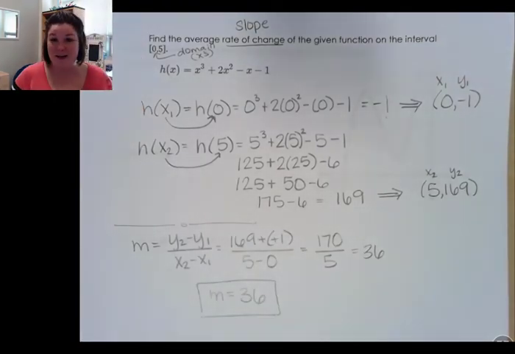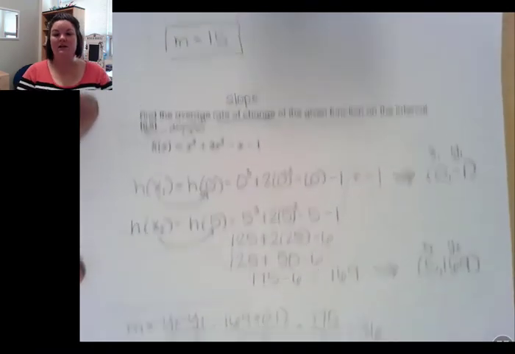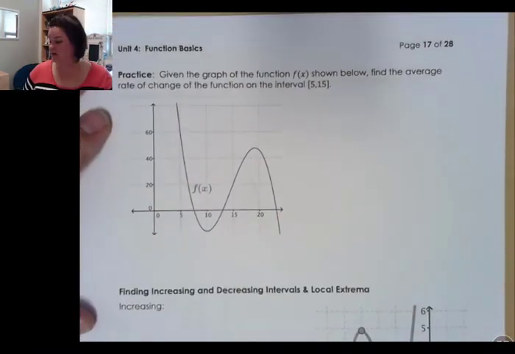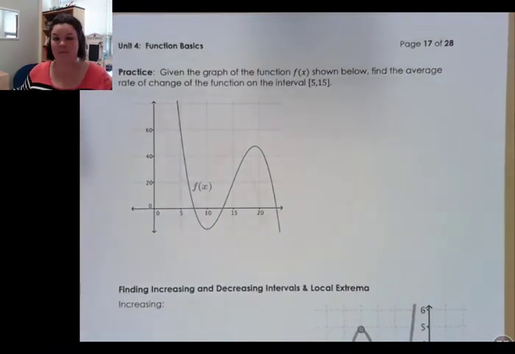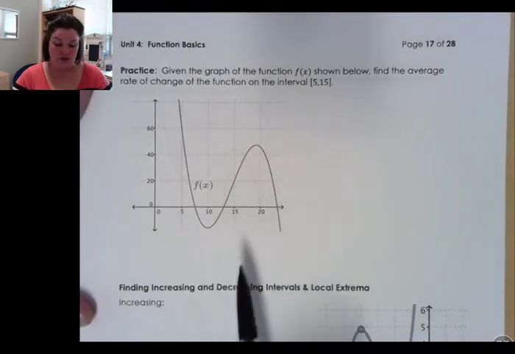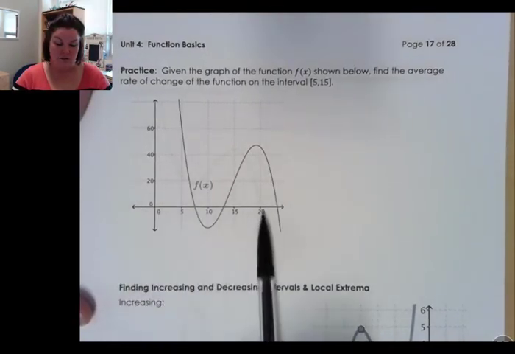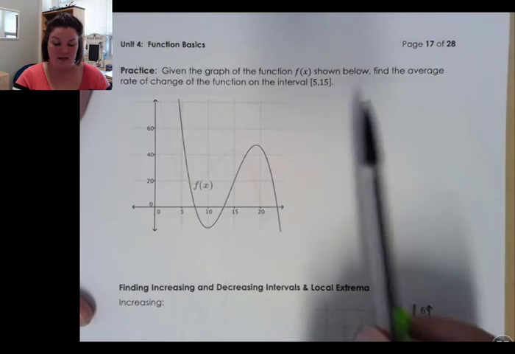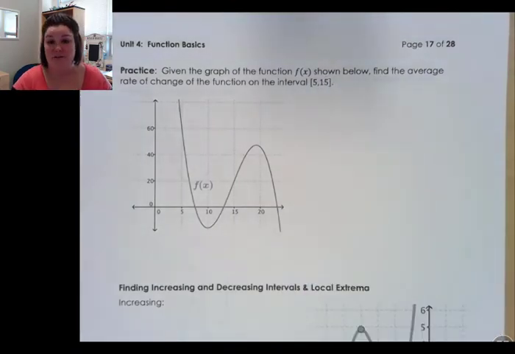Okay, not too bad. All right, so there is one on the top of page 17, top of the next page, for y'all to try. So they're giving you the problem, they're telling you the interval, you identify the points and calculate the slope. Okay, whenever you're ready to check yourself, go ahead and unpause the video.